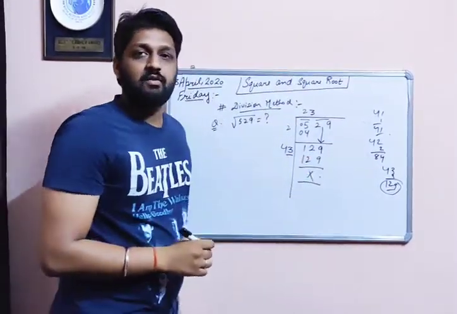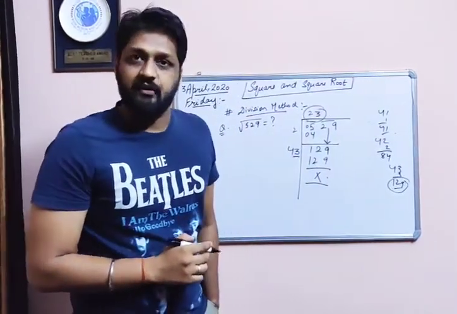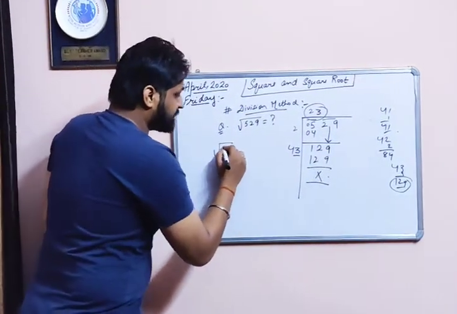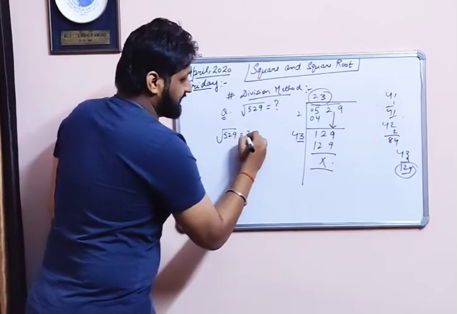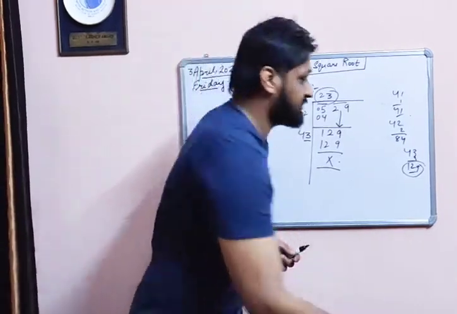When the remainder comes out 0, the quotient is the square root of that particular number. So the square root of 529 is 23. Now let's see one more question based on this.